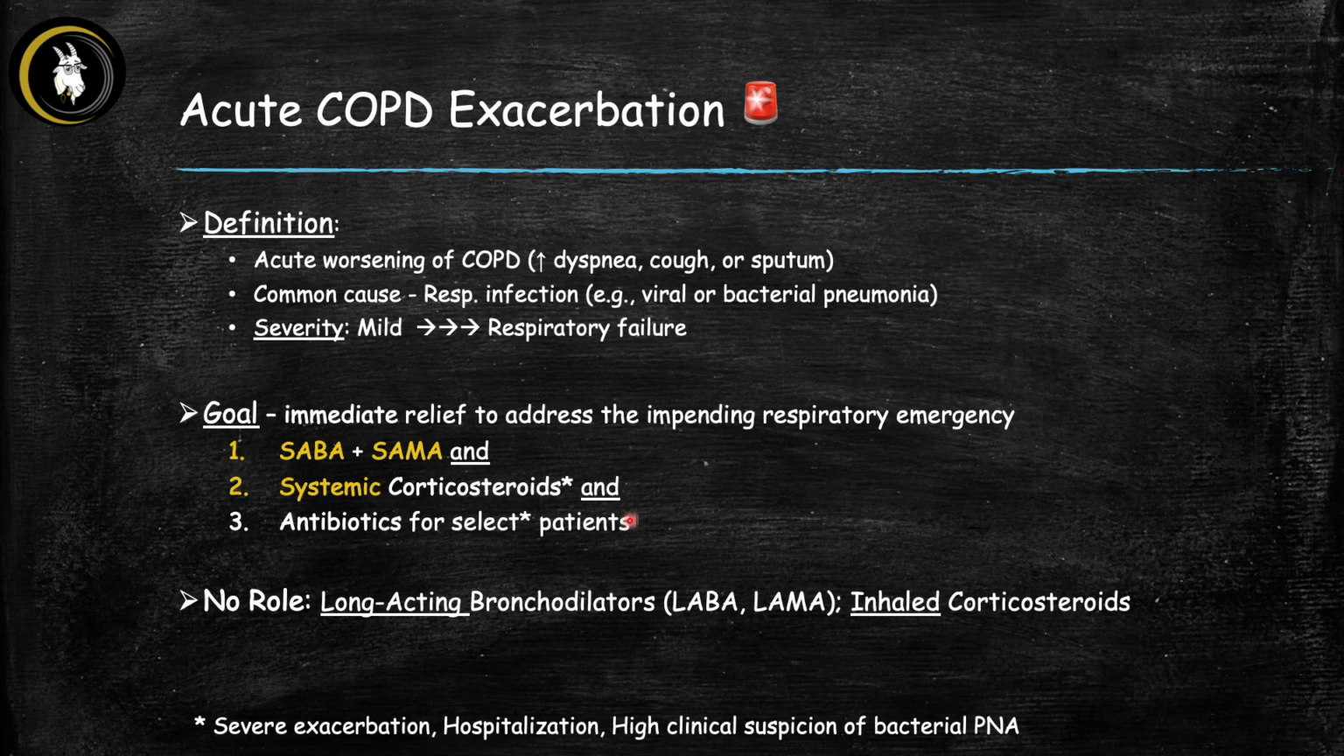And then finally, we usually also give antibiotics to cover for bacterial pneumonia, especially if the exacerbation is severe enough that the patient is being hospitalized, or if there's high clinical suspicion for bacterial pneumonia. And so in acute COPD exacerbation, we usually don't use the long-acting bronchodilators because the short-acting ones work much faster, and we usually don't use the inhaled corticosteroids because the systemic ones are much stronger.